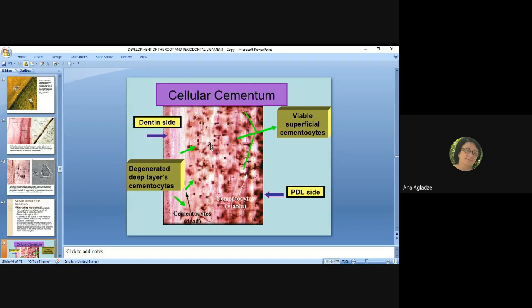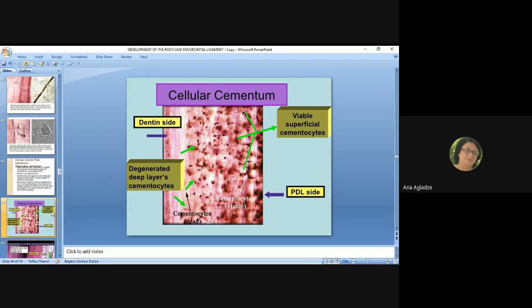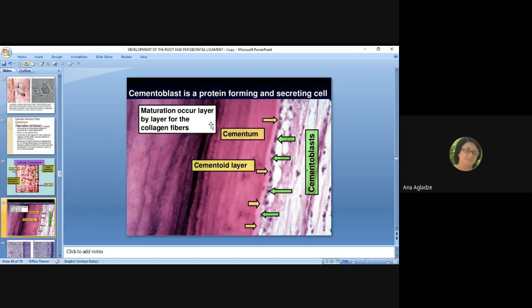Cellular and acellular intrinsic fiber cementum are also formed in resorption lacunae and in response to traumatic tooth damage. Here you can see the maturation occur layer by layer for the collagen fibrils, and you can see the cementum. These are cementoblasts, differentiated cementoblasts, and here you can see this mineralization front, and first formed is the cementoid layer, which is very much like predentin.